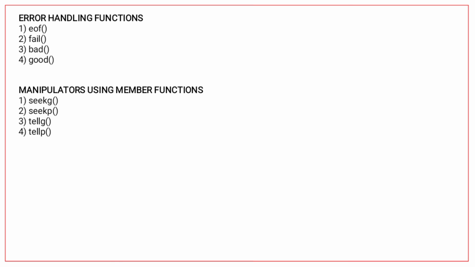Next is manipulators using the member functions. The first is seekg. This function moves get pointer, that is input, to a specified location. Next, seekp. Now this moves put pointer, that is output, to a specified location. tellg. This gives the current position of the get pointer. And tellp, this gives the current position of the put pointer. So all these are the manipulators using member functions.